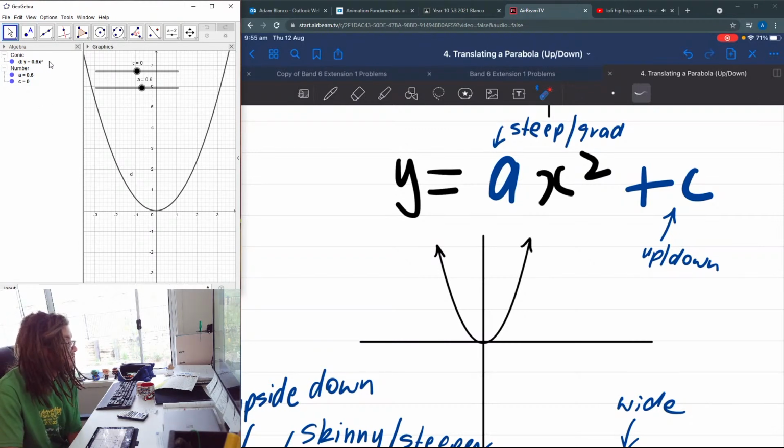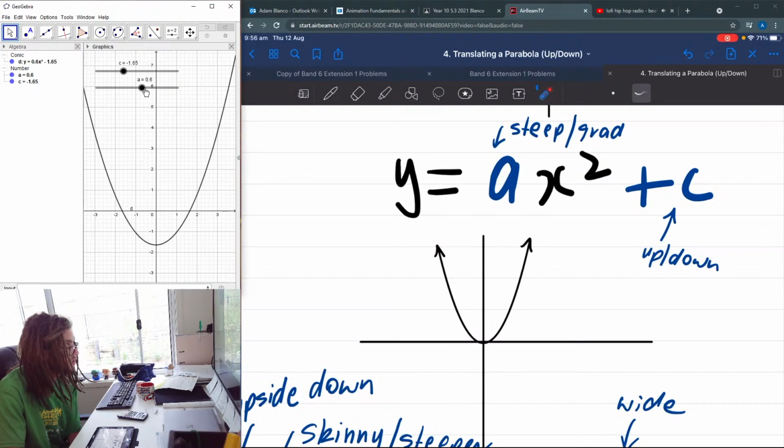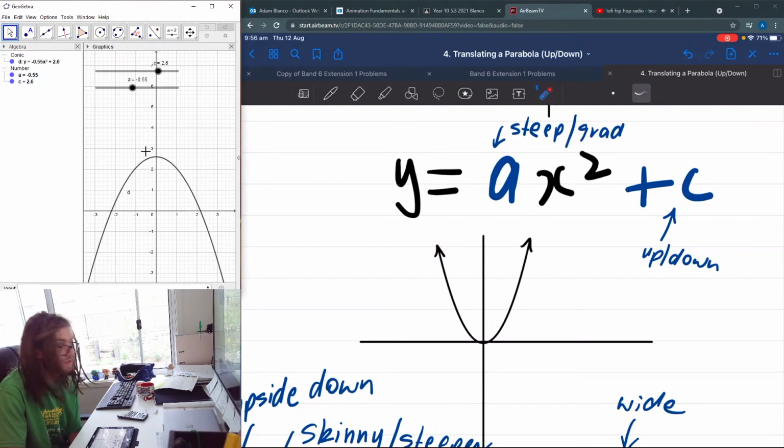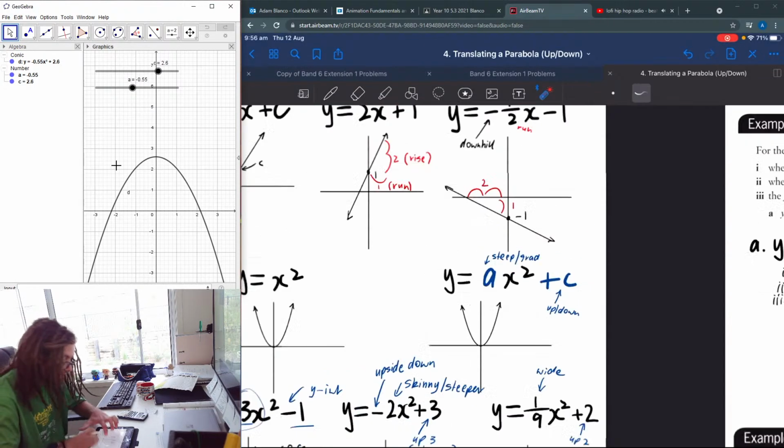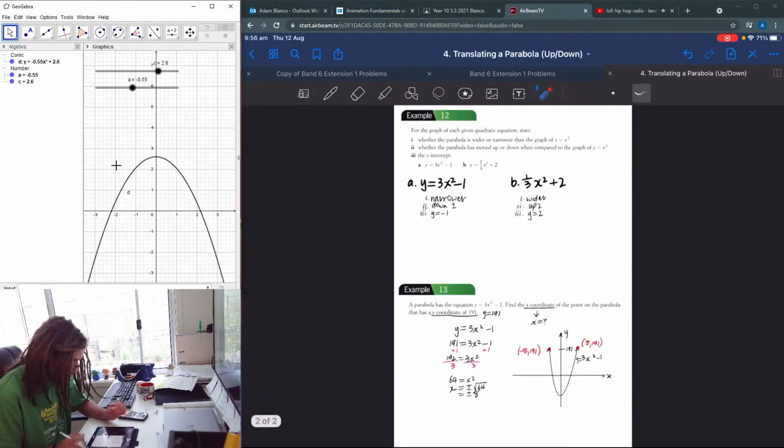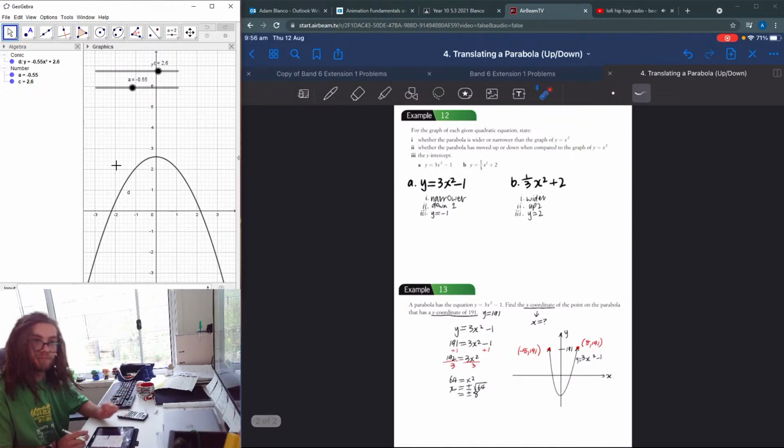And our c value, which is the value that's added on the end, if you increase that, it goes up. If you decrease that, it goes down. If you make a negative, then it's going to be upside down. So if you wanted to play with that to check your answers, you could. But that's pretty much it when it comes to translating parabolas up and down.